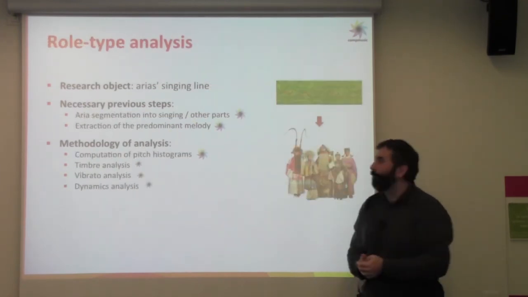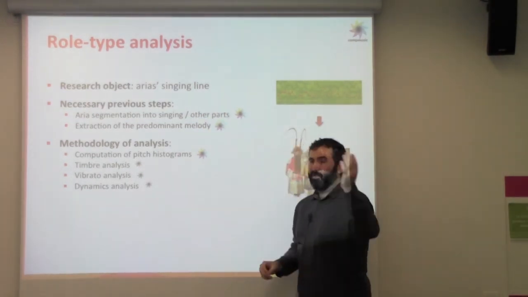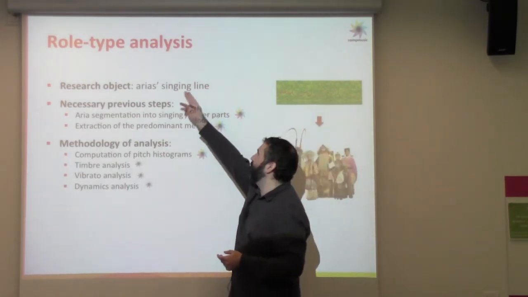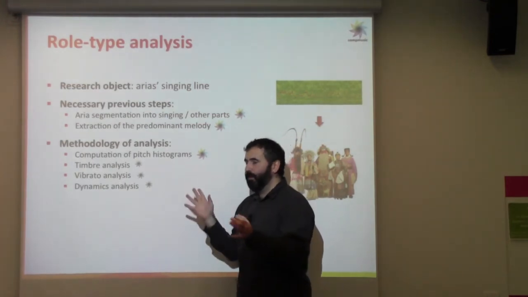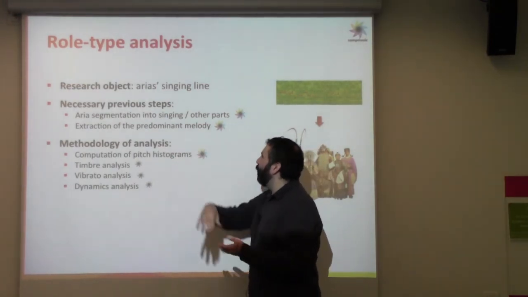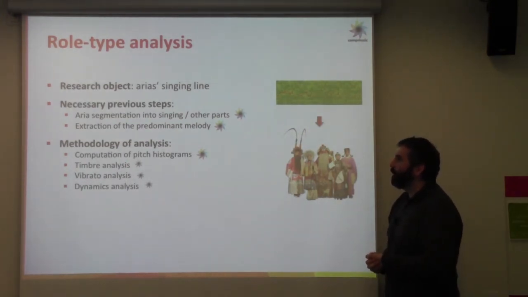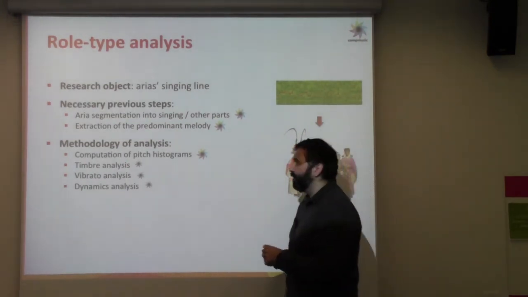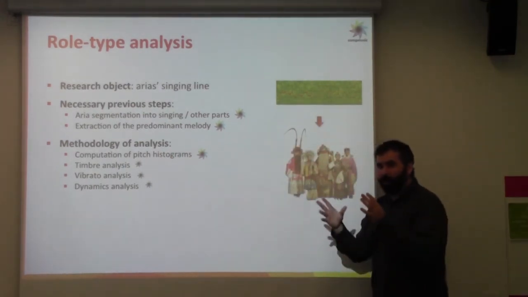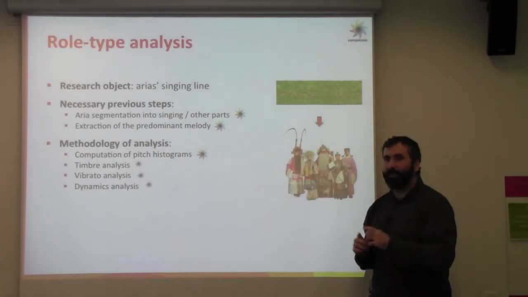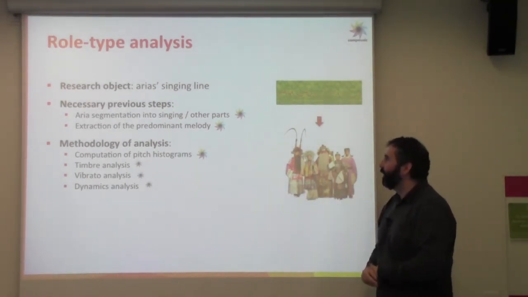Banshi. For the analysis of role type, the first steps are very similar to the ones for Shengqiang. We're also interested in the singing line. Then we have to segment the aria into singing and non-singing parts. And we have to extract the predominant melody, as we saw before for the Shengqiang. Then one of the elements for the analysis is the computation of pitch histograms, and with that we can compare the range and the register for each different role type, because they use different range and registers.